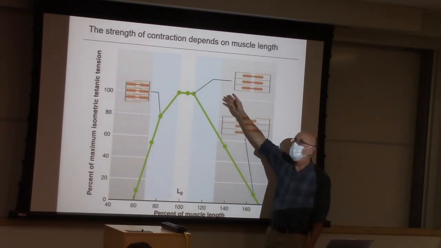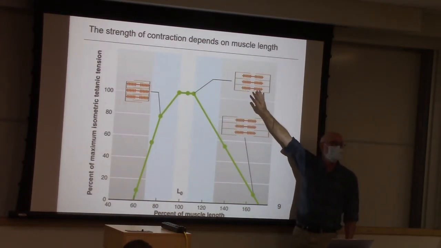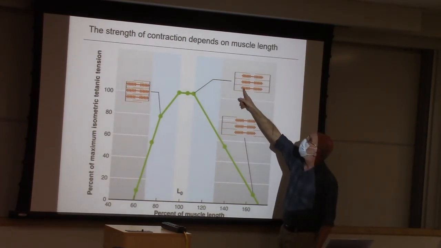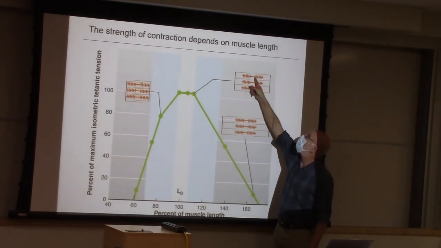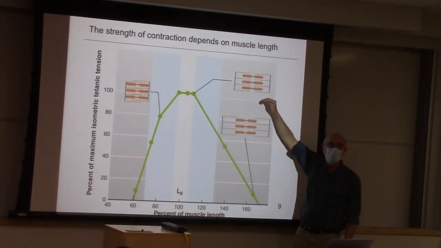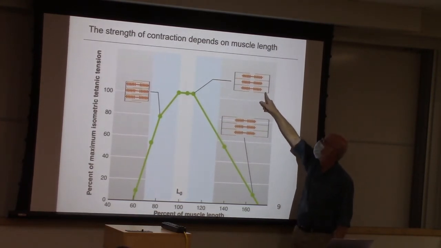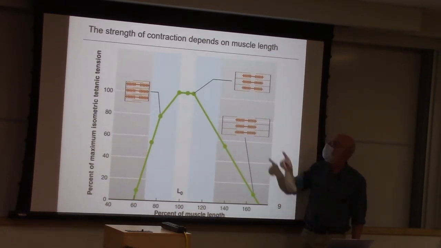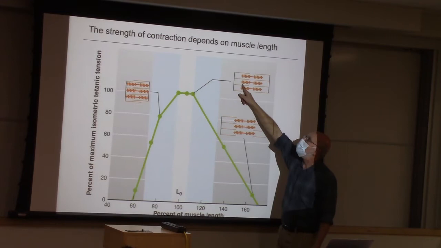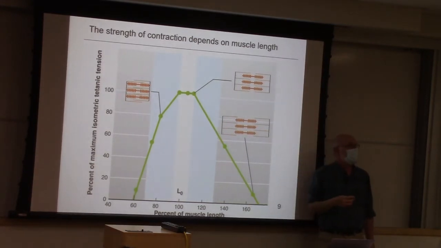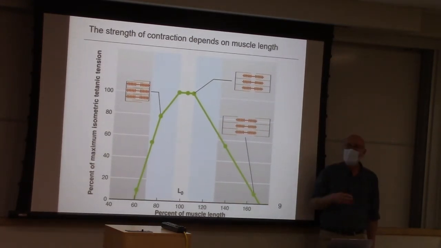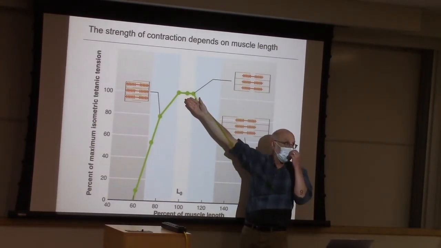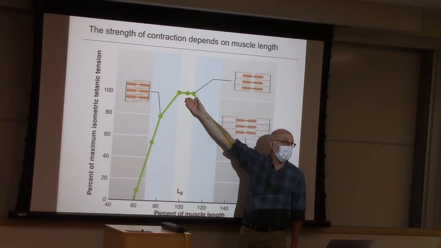If the sarcomere is perfectly situated, the head groups of the myosin are all perfectly in position with the actin of the thin filaments. Every single head group has a place to bind on a thin filament. And so that generates the best contraction this muscle can generate.